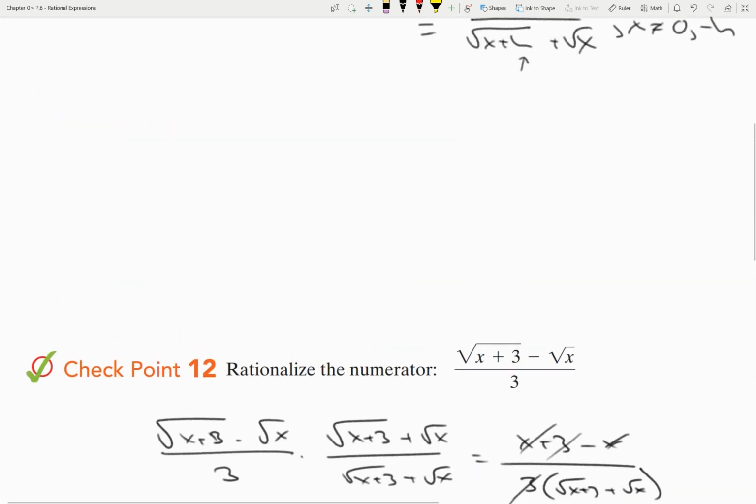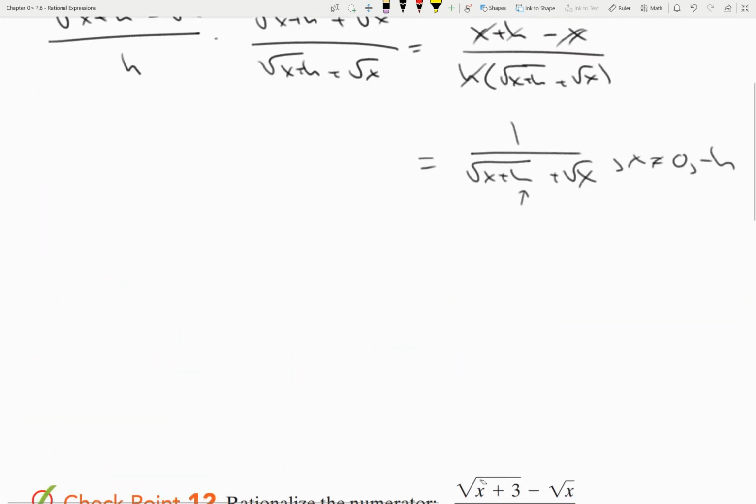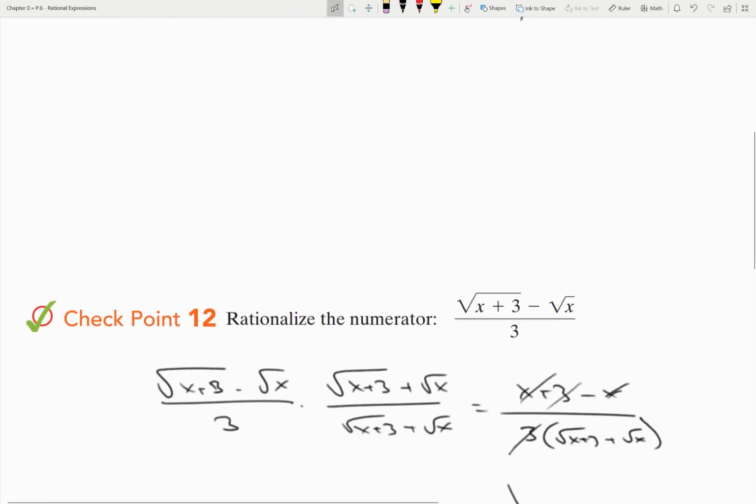And I take that back for this one up here, right? So x could be equal to 0 or negative h, right? Because this is a binomial expression. Okay.